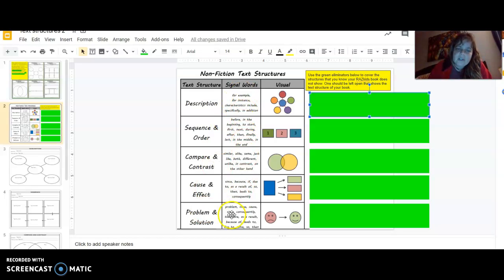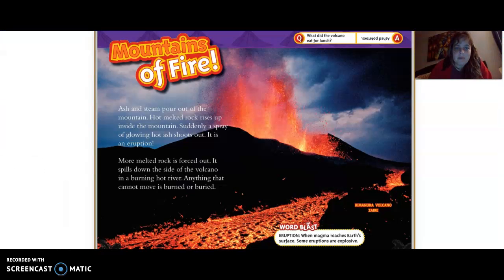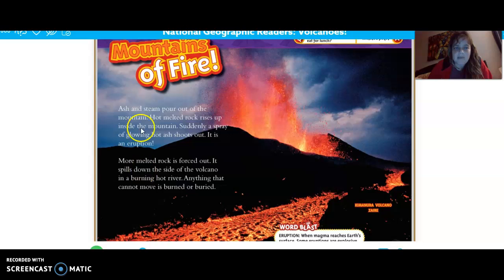Now, these signal words, you can't always depend on them. There could be a "for example" for description, but they could be giving an example for any of these. So don't always depend on signal words. Yes, sometimes they are helpful, but they're not always helpful. So it's just something to think about. So let me move over to our book, and I'm going to start reading. And as I'm reading, I'm going to be thinking, well, what text structure am I seeing the most in this book?